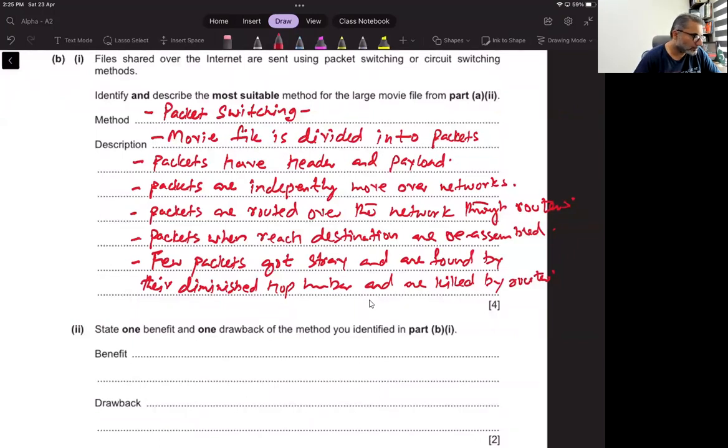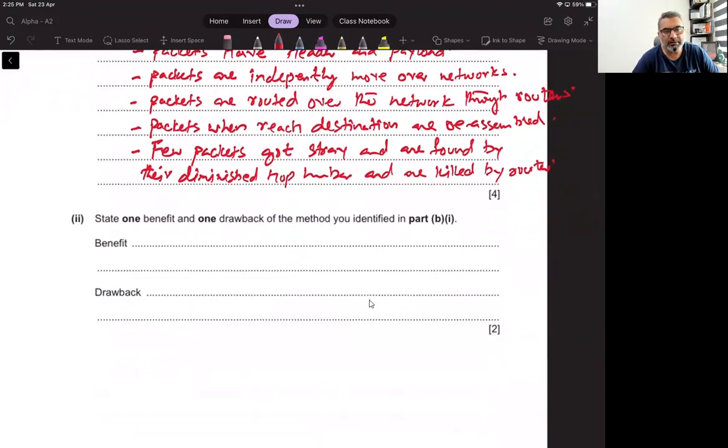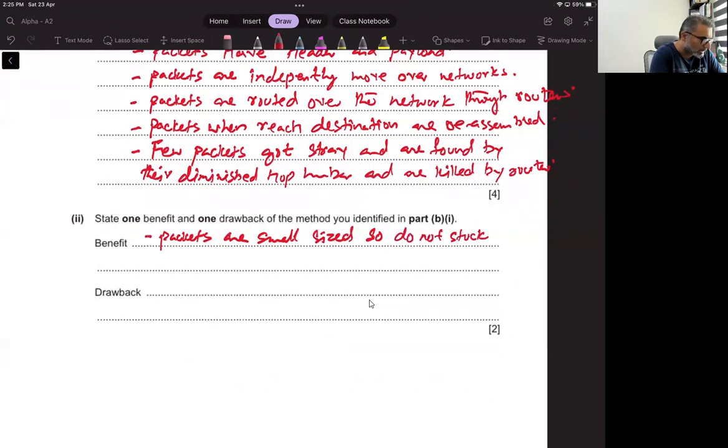All right. So state one benefit and one drawback of the method you identified in part B1. Benefit: packets are small sized, so they do not get stuck.